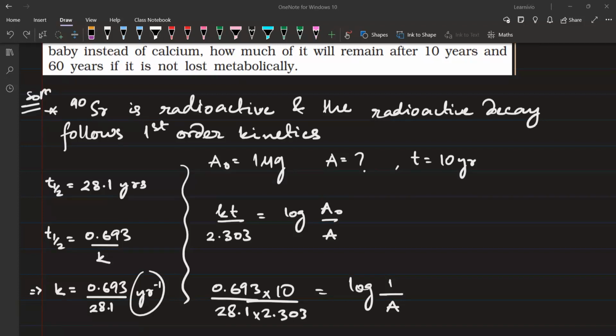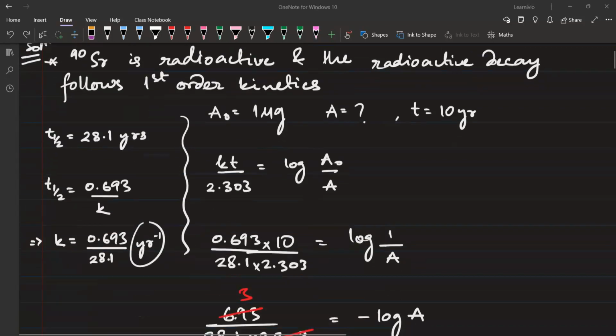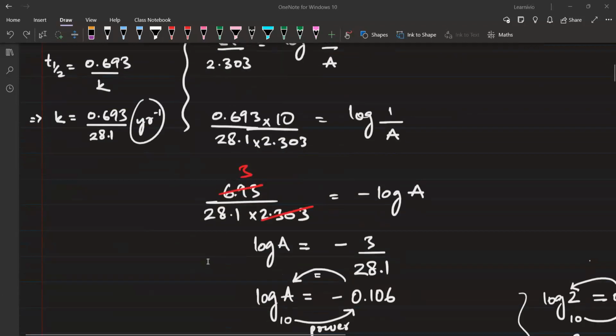Now the A naught is 1 microgram. A का हमको पता नहीं है and T is equal to 10 years first of all. 10 years में देखना है. We know the formula Kt upon 2.303 is equal to log A naught by A. A naught is 1 है ना, 1 microgram था. A we have to calculate. Now we have got that. चलिए यहाँ तक आया है शायद ना.